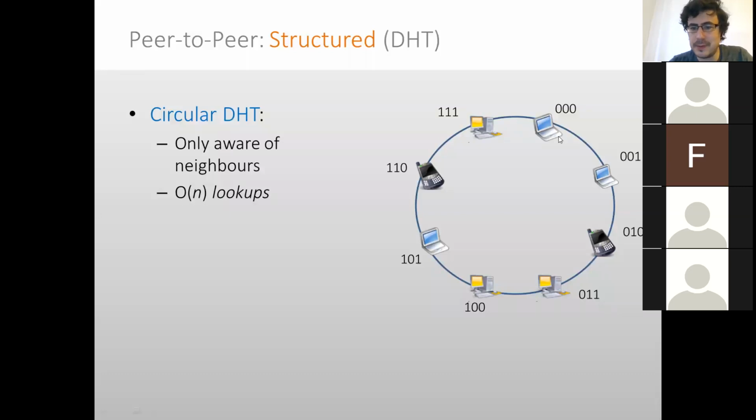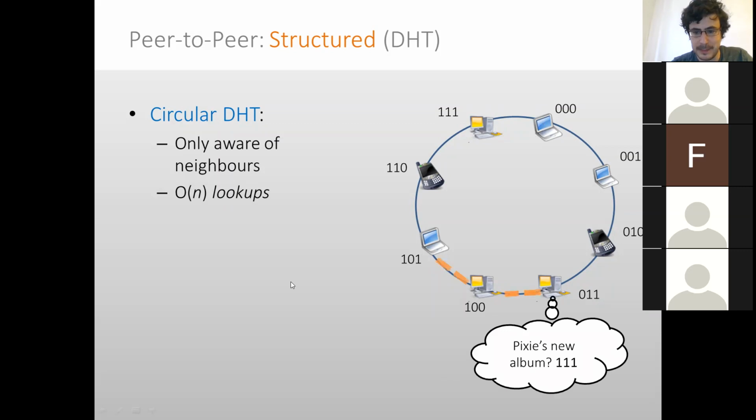So if we wanted to get, well, N over 2, right? If we wanted to get from here to here, we'd have to go all the way across the network, touching half the peers. An example here is Pixie's new album. If the hash is 111, then we would know that we need to go all the way across the circle to the other side of the network. Then they establish a direct connection, and this peer can send the data to this peer here.